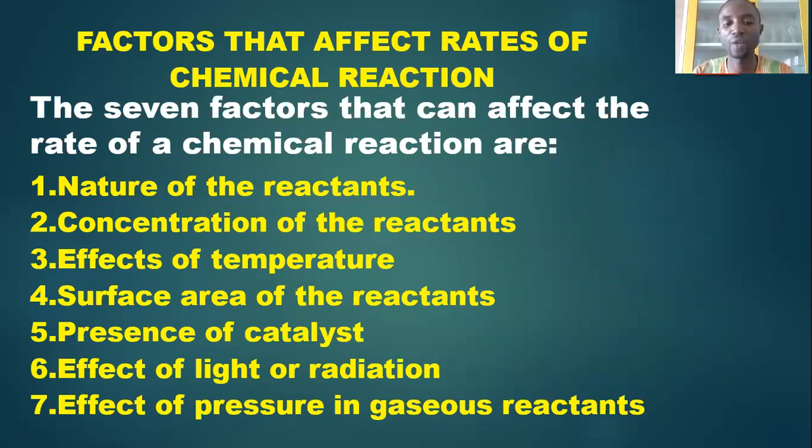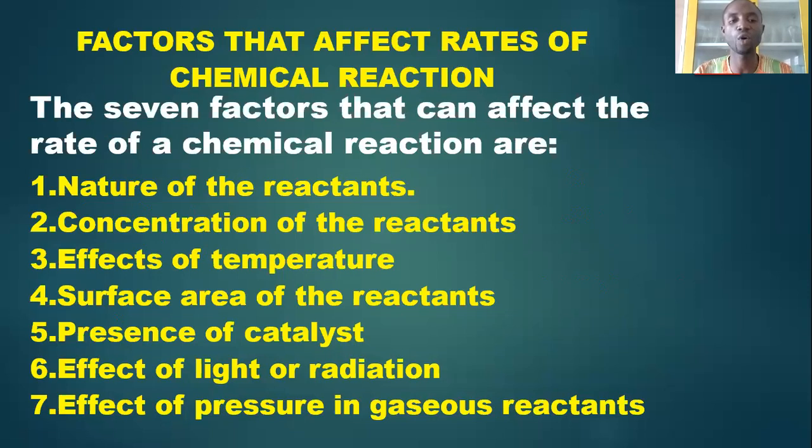Fourthly, surface area of the reactants. Fifth, presence of catalysts. Catalysts affect it. Effect of light or radiation. And lastly is effect of pressure in gaseous reactants. These are the 7 factors that affect the rate of chemical reaction. We will look at them one after the other.